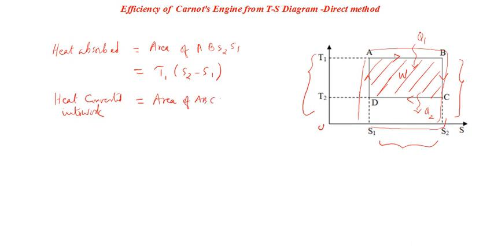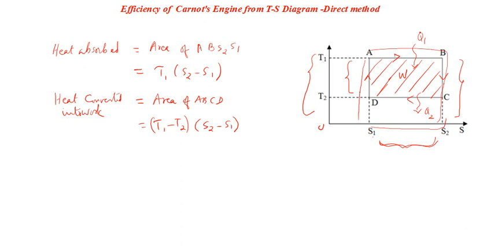These are all the concepts that we have already established. So what is the area of the rectangle ABCD? One side is T1 minus T2, and the other side is already established as S2 minus S1. So the work done equals T1 minus T2 into S2 minus S1. So you got whatever we need.